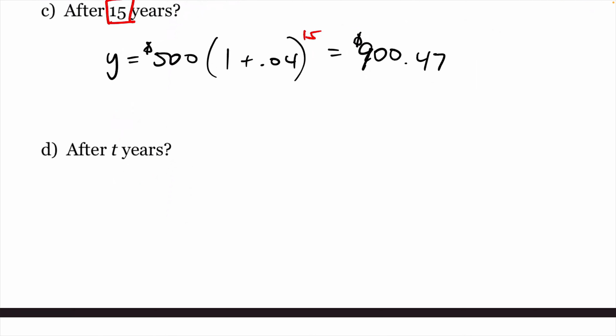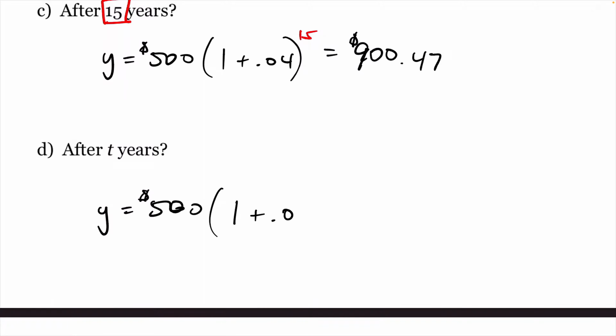After T years means any amount of years. So what if I said 30 years, 50 years, 100 years? What would you do? You would use the same exact formula, but instead of a number, you would just put T. However many years.